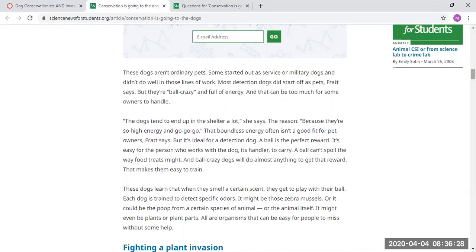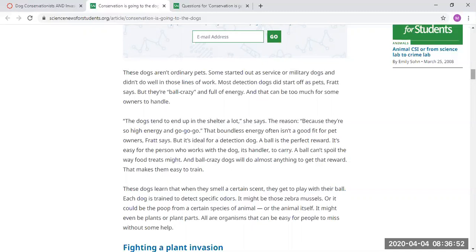A ball is the perfect reward. It's easy for the person who works with the dogs, its handler, to carry. A ball can't spoil the way food treats might, and ball crazy dogs will do almost anything to get that reward. That makes them easy to train. These dogs learn that when they smell a certain scent, they get to play with their ball.